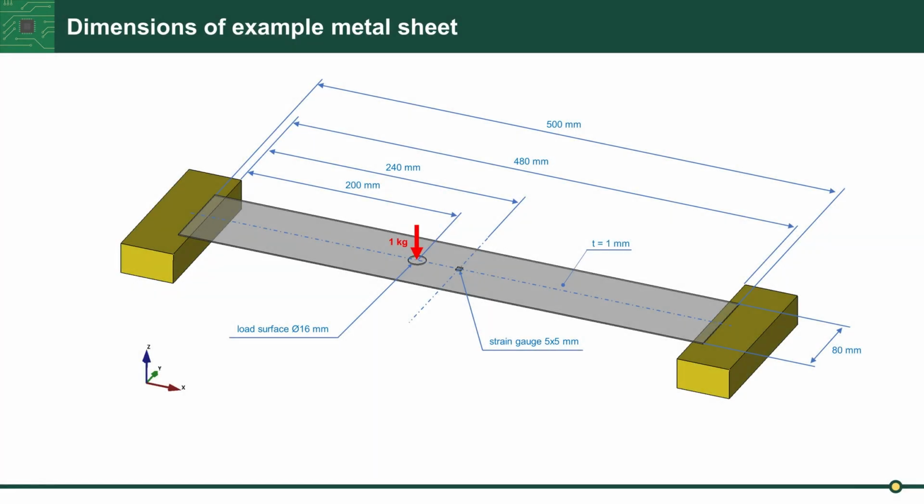Geometrical dimensions of the example part you can see here. It is a simple metal sheet. In the middle I place a strain gauge on top and bottom, and I load the surface with 1 kilo.